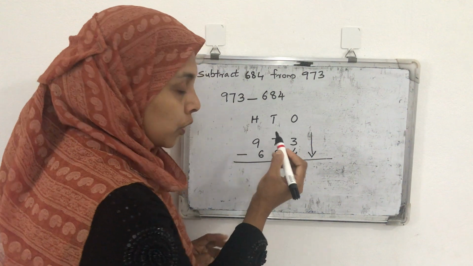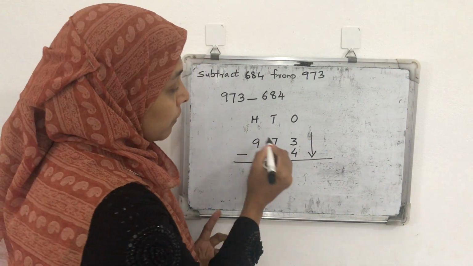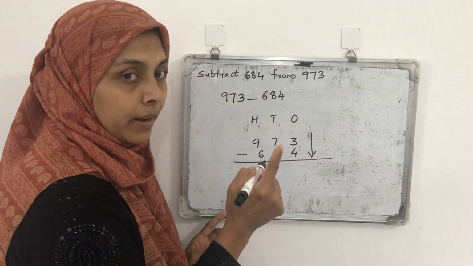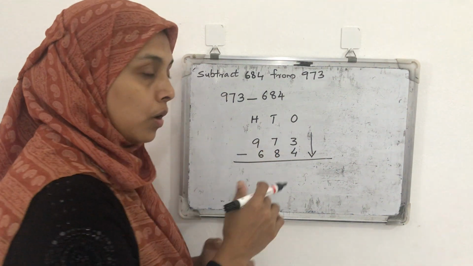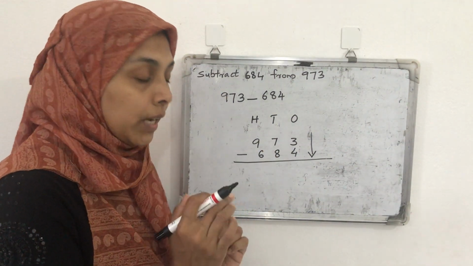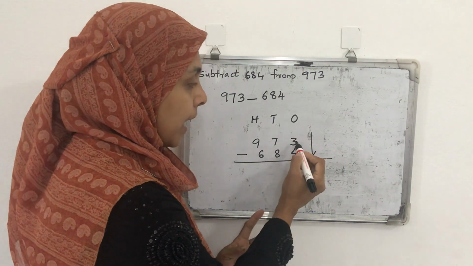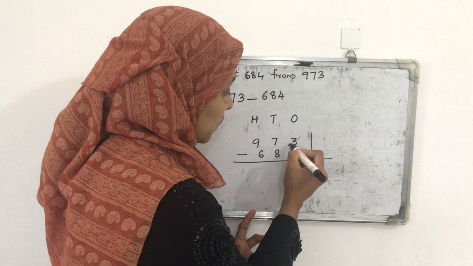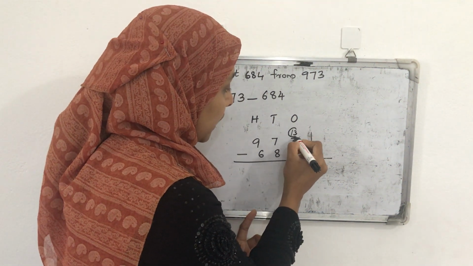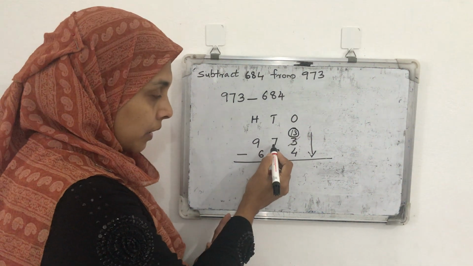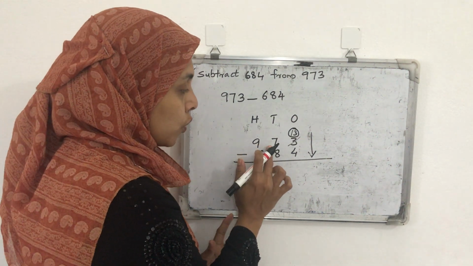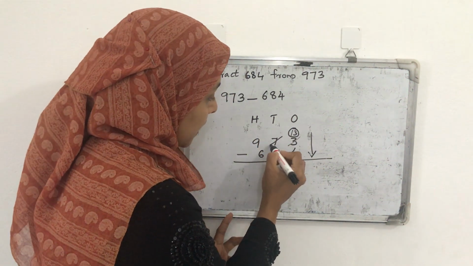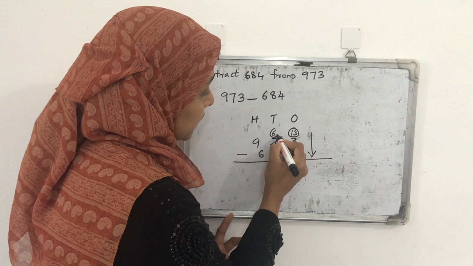We want to borrow or regroup from these 7 tens. From these 7 tens we borrow 1 ten. Okay, 1 ten, and 1 ten we know how many ones? 1 ten equals 10 ones. That 10 ones add with these 3 ones. 10 plus 3, we know that is 13. So 3 strike and write here 13. And how much remains here? When we borrowed 1 ten from this 7, here remains only 6 tens. So strike 7 and write here 6.